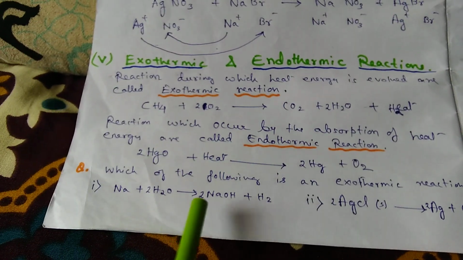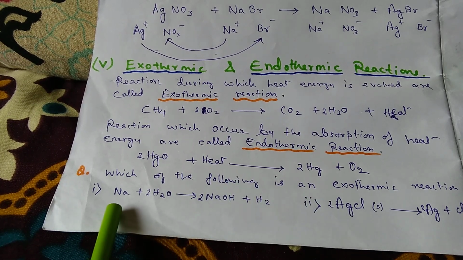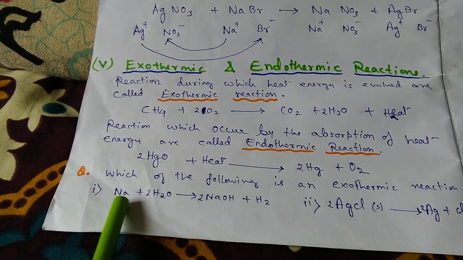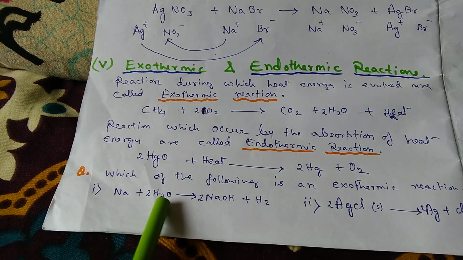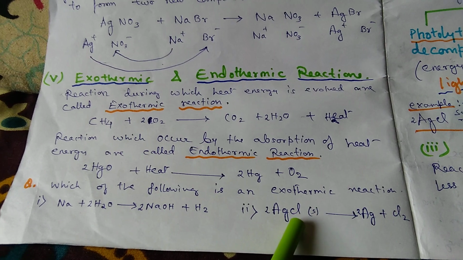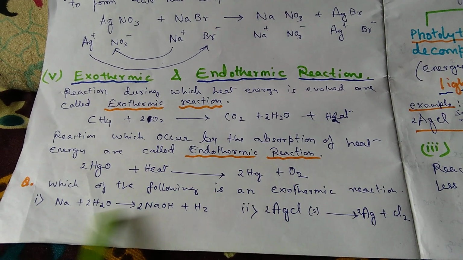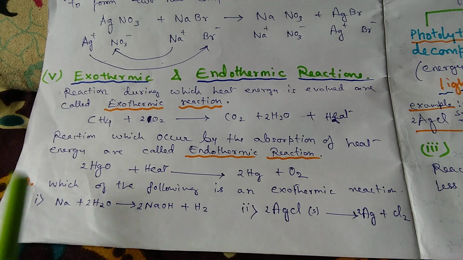Now there is a question here. Which of the following is an exothermic reaction? You have to choose from these two. First is sodium reacts with water to form sodium hydroxide and hydrogen. Second one is silver chloride breaks to form silver and chlorine. You have to choose. This is the end of this video.